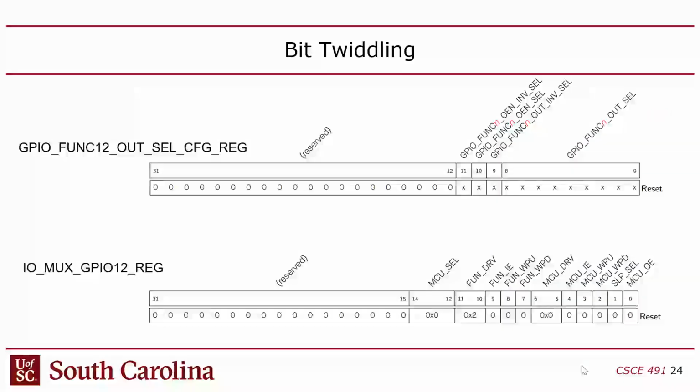So let me just show you what that looks like. So these are the two registers. So for example, for pin 12, there's something called GPIO func12 out select config reg. And that's the first mux. And the second mux is called IO mux, GPIO 12 reg. Now notice that these are 32 bits, unlike the 8-bit ones I showed in the examples.